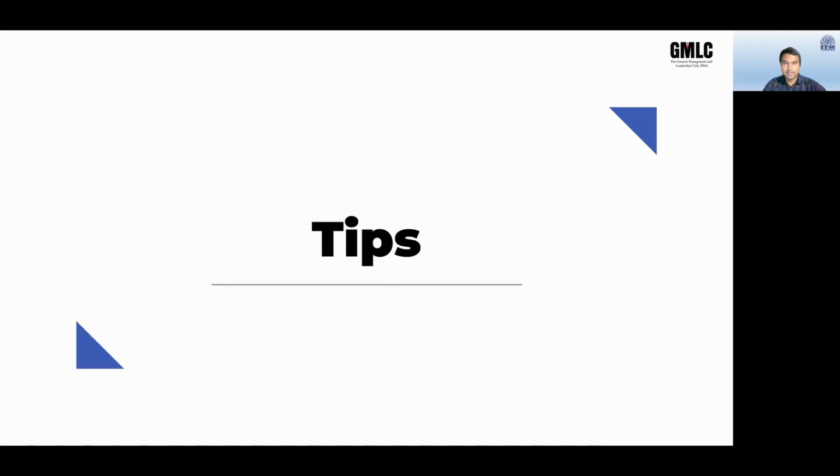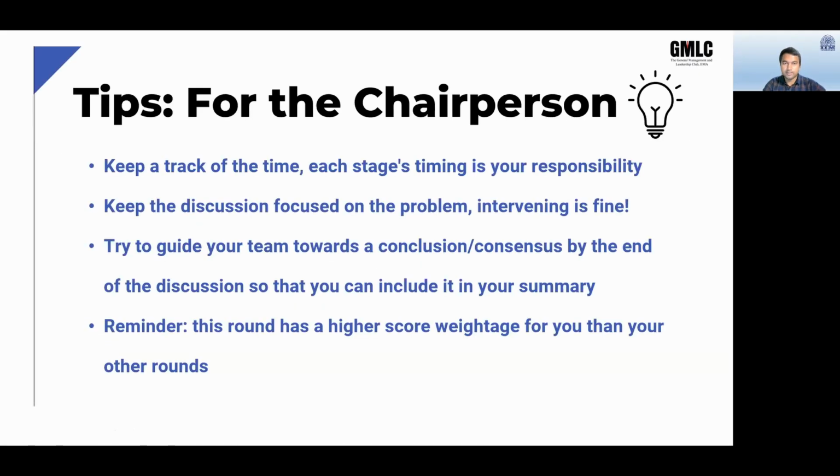So now let's look at some tips, starting with tips for the chairperson. As a chairperson, you should keep a track of the time because each stage's timing is your responsibility. You should keep the discussion focused on the problem and intervene if necessary. Try to guide your team towards a conclusion or consensus by the end of the discussion so that you can include it in your summary. And a reminder that the chairperson round has a higher score weightage for you than your other rounds. So it is important that you nail this round.